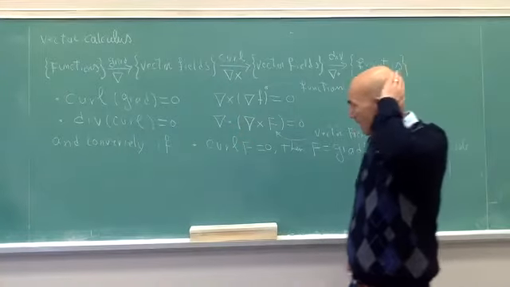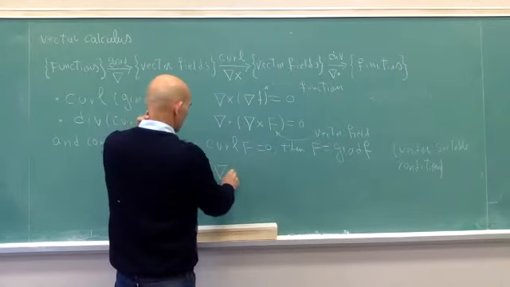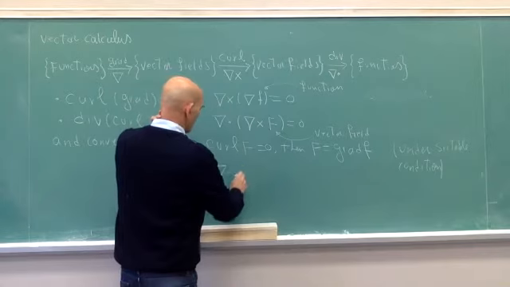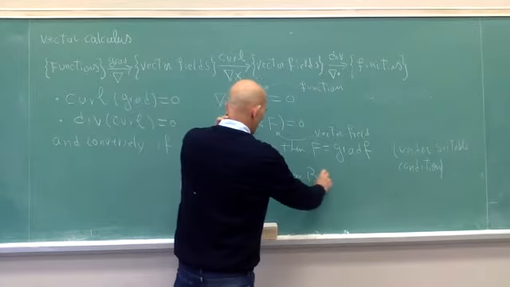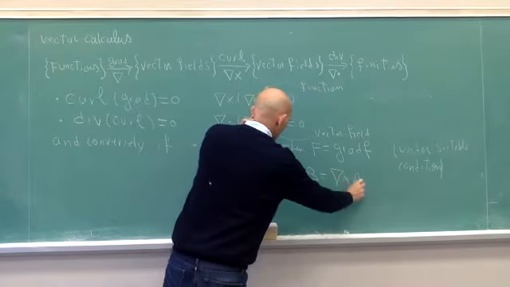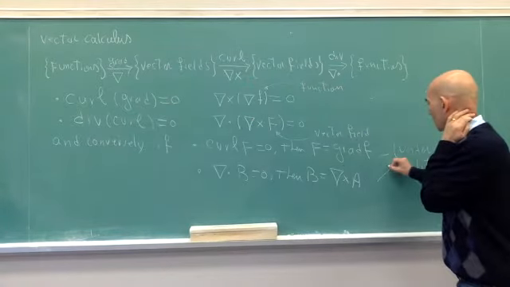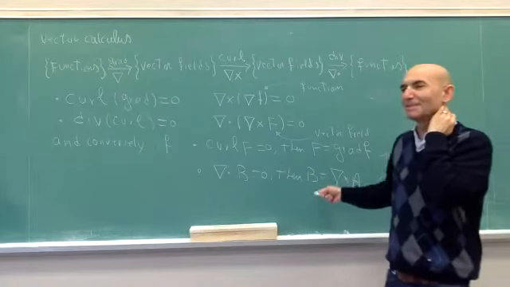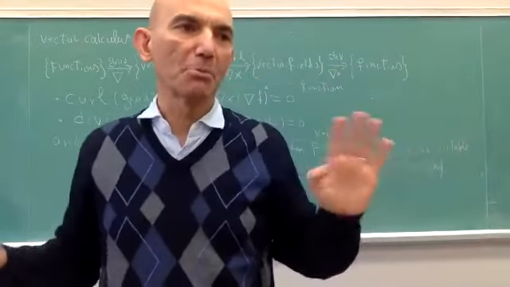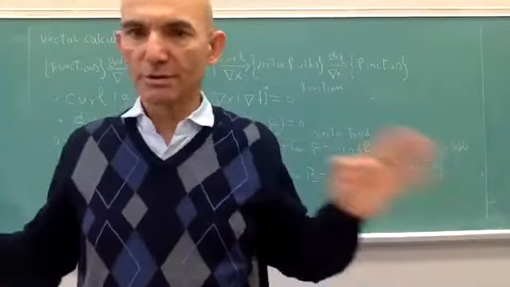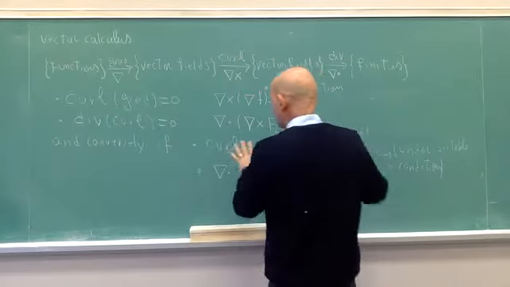And the second one was that if the divergence of some vector field B is equal to 0, then B is equal to curl of A. Both of them hold under suitable conditions. But the suitable conditions are different in each case. That's the bad news. But don't worry about the suitable conditions: on R3 everything works. There's no need to worry about it. All right, so that's the thing.